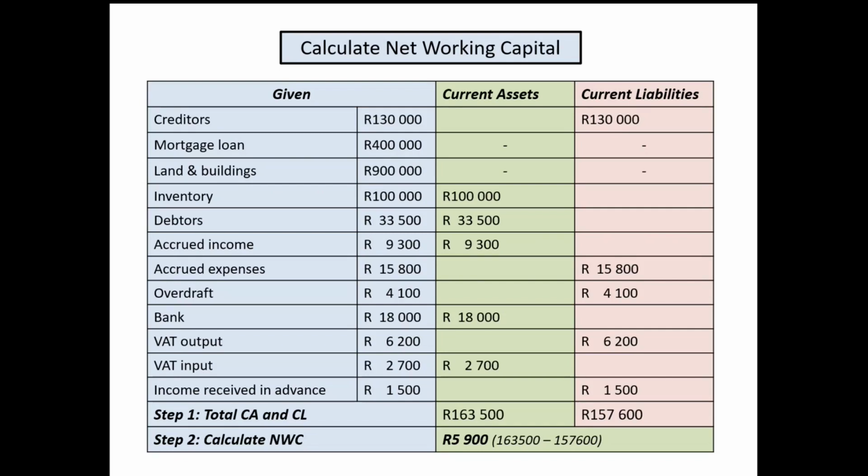So this is then what we do. We total the current assets and the current liabilities, and we see here that our current assets is 163,500 and our current liabilities is slightly less, 156,600, and then we can calculate our net working capital by simply subtracting the current liabilities from the current assets, and we do have a bit of money that we can use here, and in this case it is 5,900 rand.